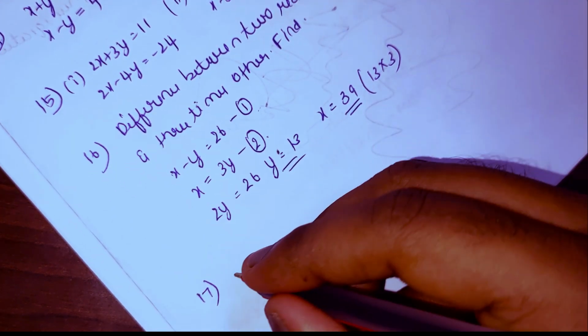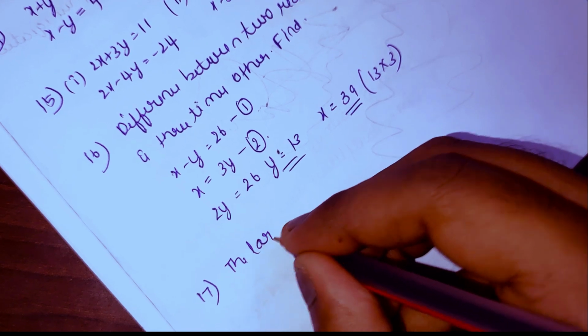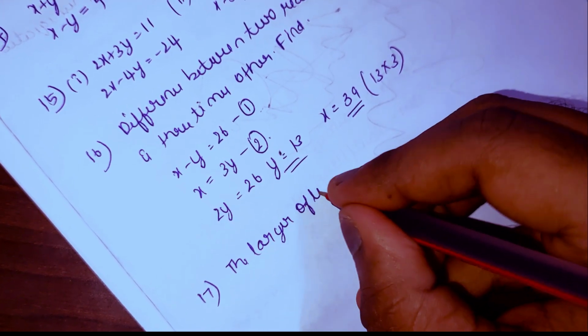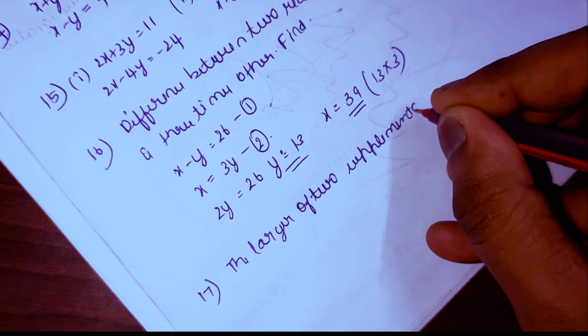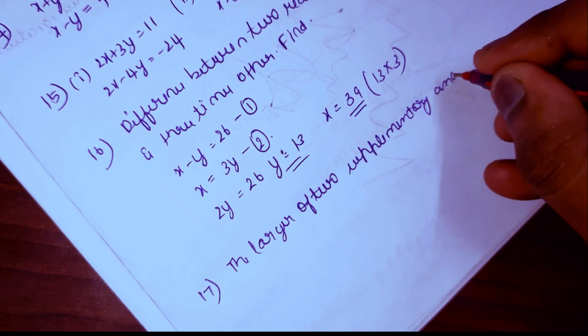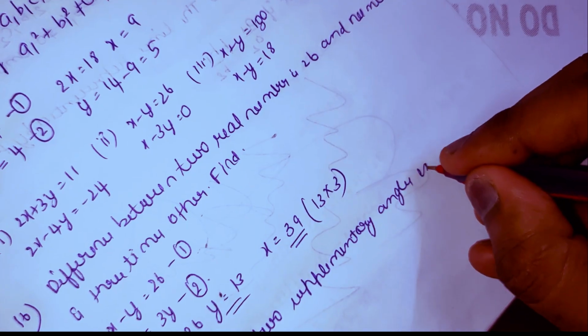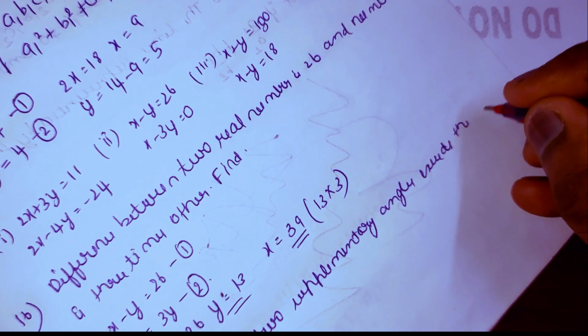17th question. The larger of two supplementary angles exceeds the smaller by 18 degrees.